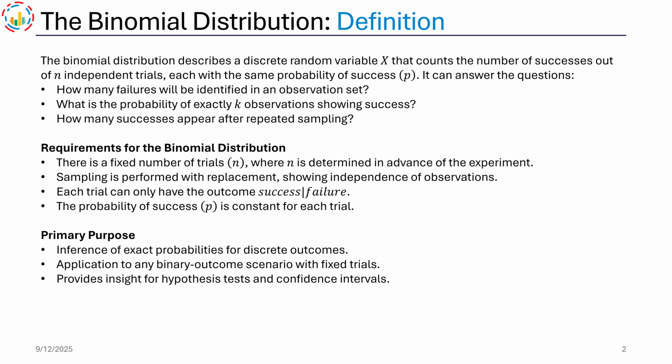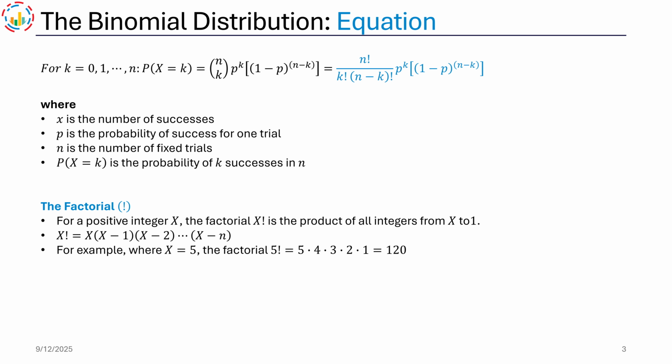There are many purposes for using the binomial distribution. It allows for inference of exact probabilities for discrete outcomes, can be applied to any binary outcome scenario with fixed trials, and provides insight for testing the statistical significance of a result. The equation for the binomial distribution is complex, but can be broken into its modular components for a plug-and-play calculation where each variable is defined and input.